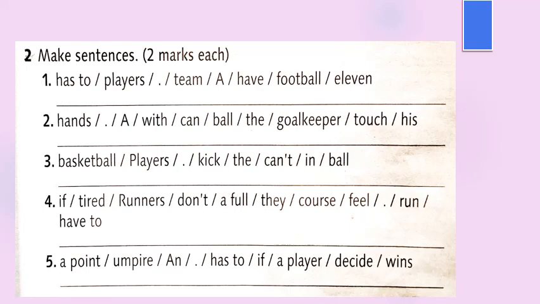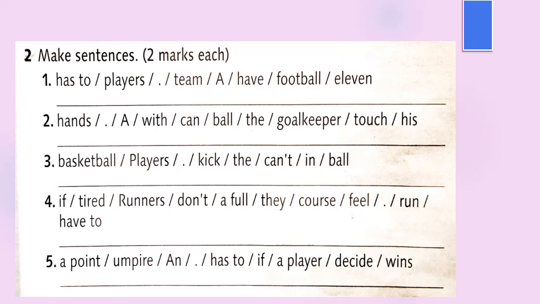Make sentences. So here we have 5 sentences. We need to order it. إذن هنا لدينا 5 جمل نحتاج إلى أن نرتبهم. Number 1. Has to. Players. Team. A. Have. Football. And 11. So here we have full stop. إذن هنا لدينا نقطة. And here we have has to. So we need to use the rule of has to. إذن يجب علينا أن نستخدم قاعدة has to. And the subject must be singular. إذن والفاعل يجب أن يكون مفرد.